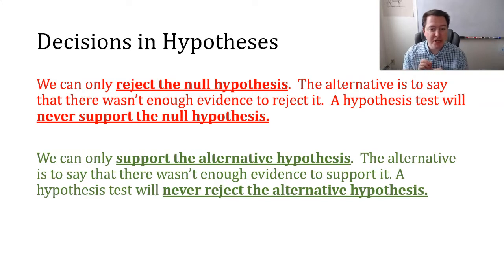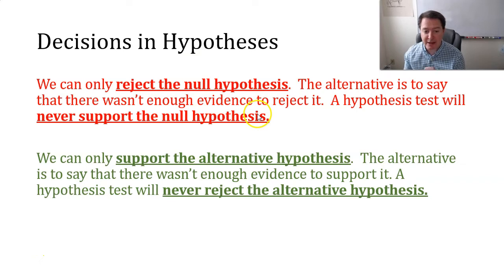We can only reject the null hypothesis. We will never support it. And we can only support the alternative, which means I can never reject it. In other words, I'll never be able to show the alternative is wrong. The only decision I could make is that I didn't have enough evidence to show that it was right. That doesn't mean it's wrong.